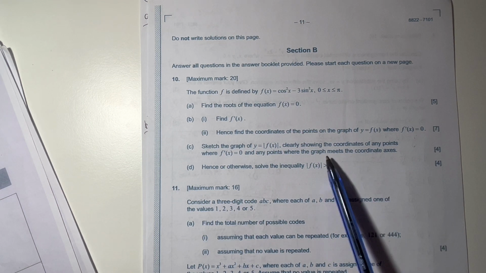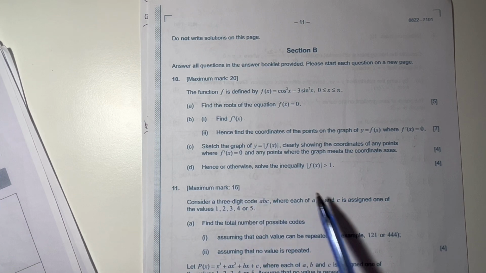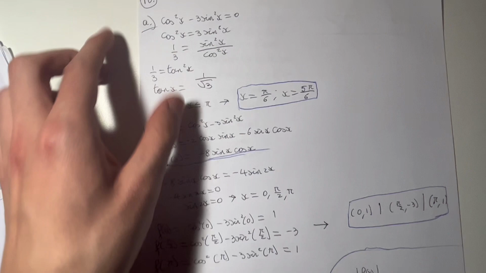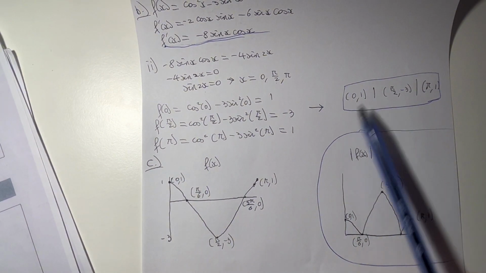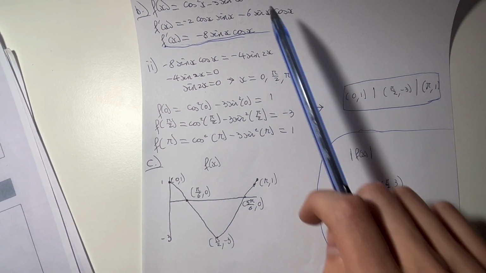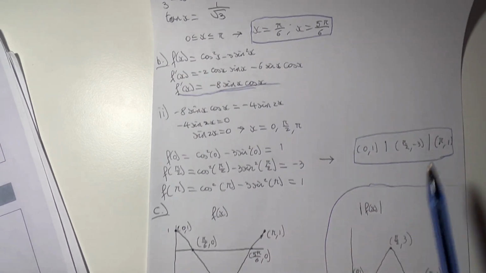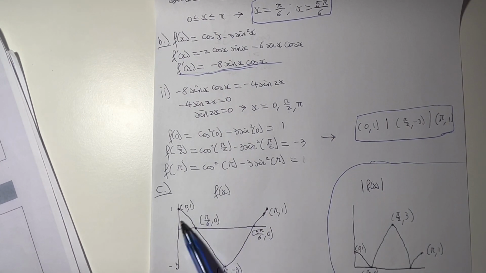Next, part C, it's asking us to sketch the graph of the absolute value of f of x, and I need to clearly show the coordinates of any points where the derivative is equal to 0, and any points where the graph meets the coordinate axes. Now, I'm first going to quickly sketch the original curve, because I have every single point. We calculated it before. We know it starts at (0, 1), and we know the intercepts are at (pi over 6, 0) and (5 pi over 6, 0), as I calculated just before here.